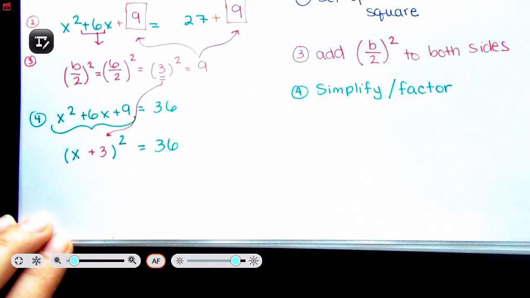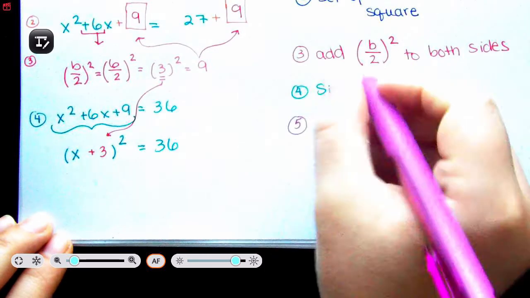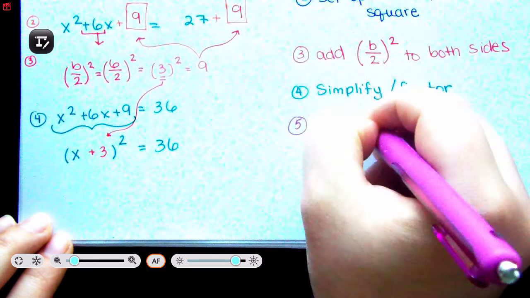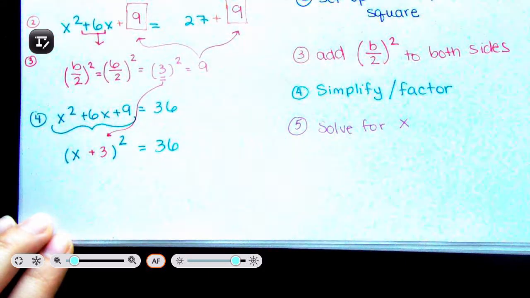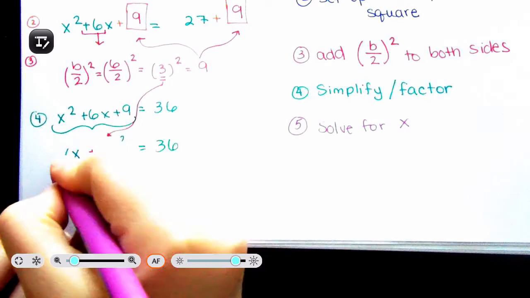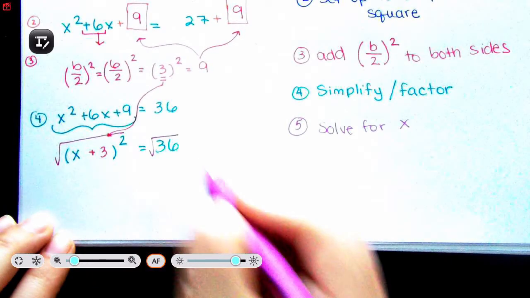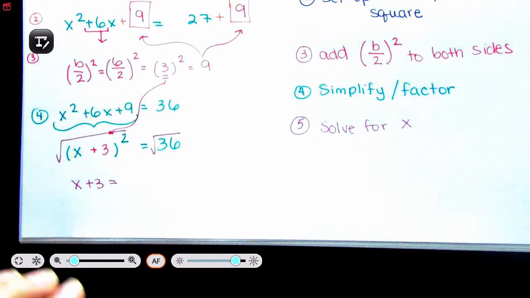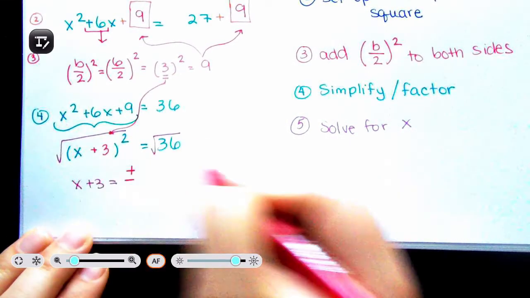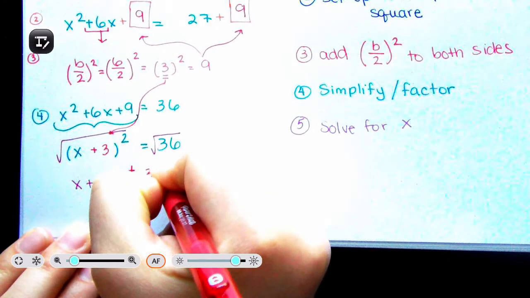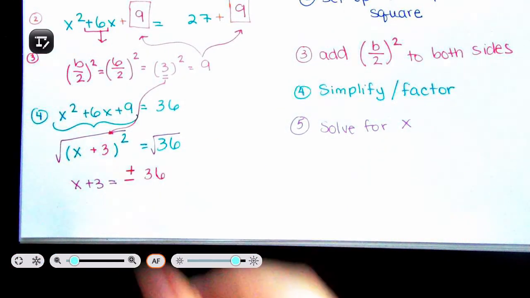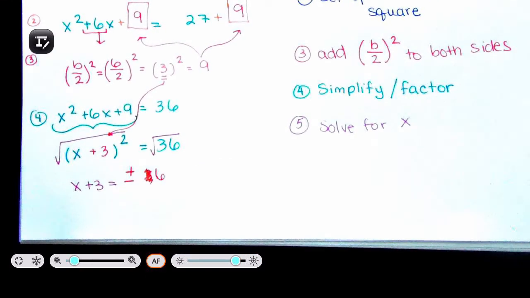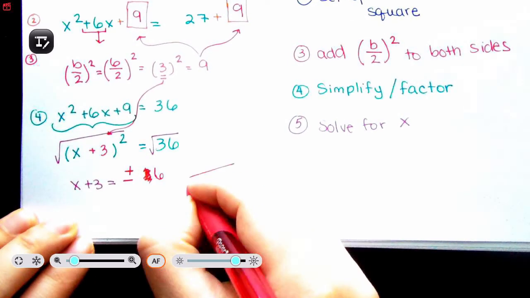So I'm going to do step number 5. Solve for x, and we're almost done. Okay, square root. x plus 3 is equal to, please don't make this mistake, it's going to be plus or minus the square root of 36, which is 6. I was so worried about you making a mistake that I made a mistake. So plus or minus 6, and I'm running out of space. I'm going to do it here.